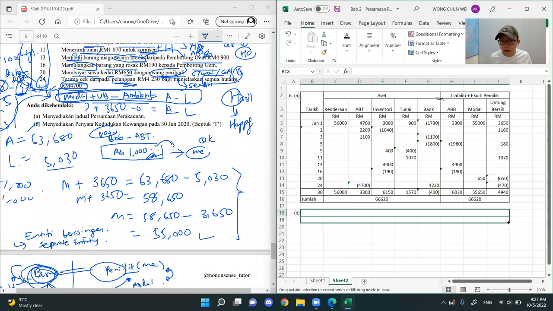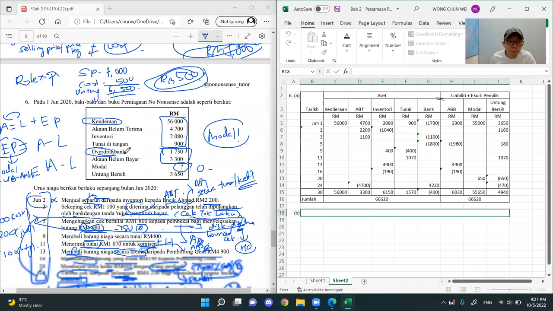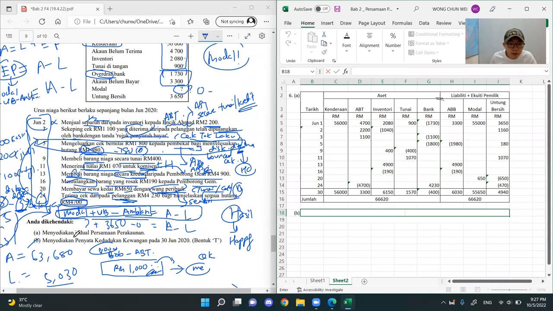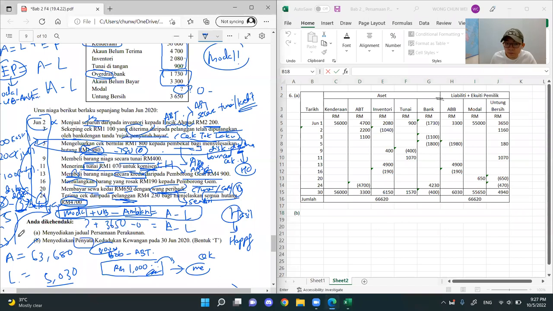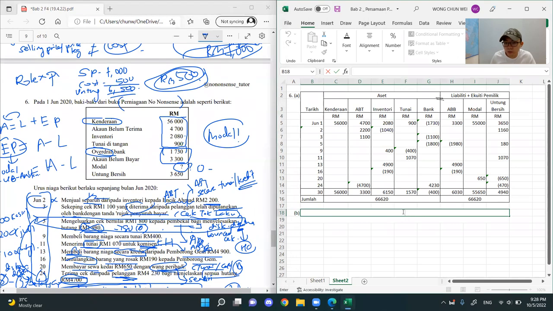Because at the end of the day, anyhow, whether you like it or not, you have to master this, all right? Your PKK, penyata kedudukan kewangan. Okay, so before you do your penyata, as you can see, this is a penyata. Okay, this is a statement. Whenever you say penyata, you need to include the name. So on top here, the name will be Perniagaan No Nonsense.